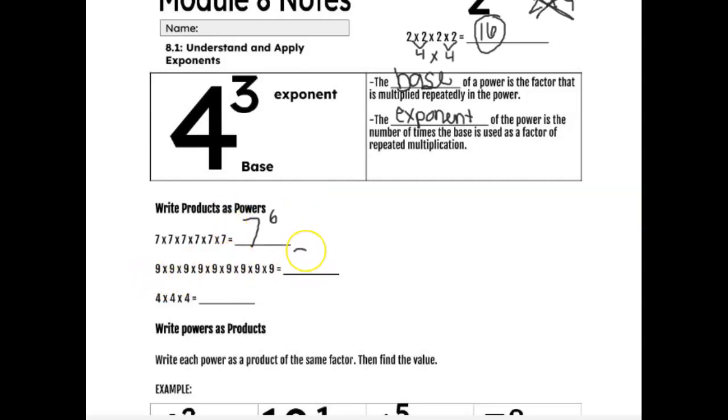This is 9, so our big number, which is our base, is 9. And then we're going to count how many 9s there are. 1, 2, 3, 4, 5, 6, 7, 8, 9. So 9 to the 9th. And we have 4 times 4 times 4. So my number is 4, and that 4 is written 1, 2, 3 times, so 4 to the 3rd.